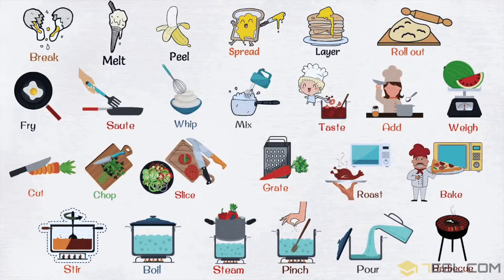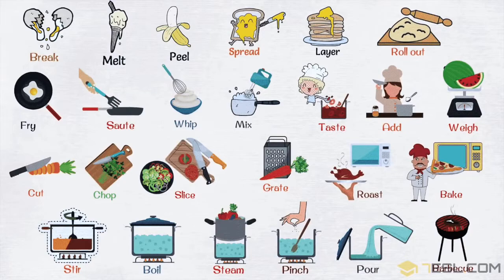So now I think you understand very well what imperatives and cooking verbs mean. So let's take a look at some examples of cooking verbs. And I'm going to read from the left to the right and from top to the down. So if you want, you can repeat after me. Okay? The first one, break, melt, peel, spread, layer, roll out, fry, saute. Okay, so for this word, it's actually a French word, so the pronunciation would be a little bit different.